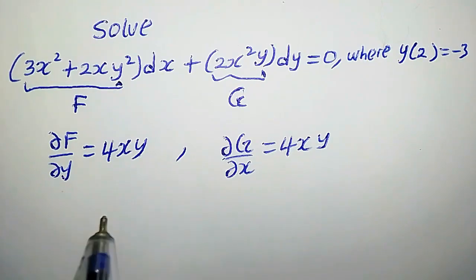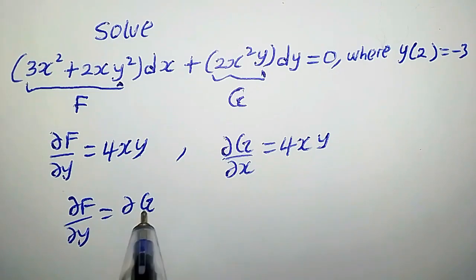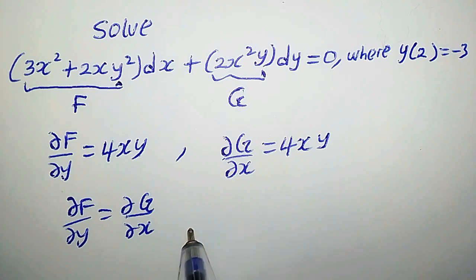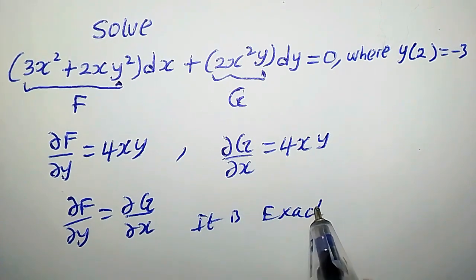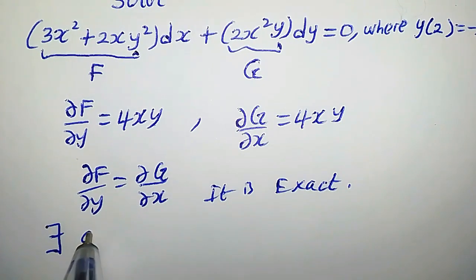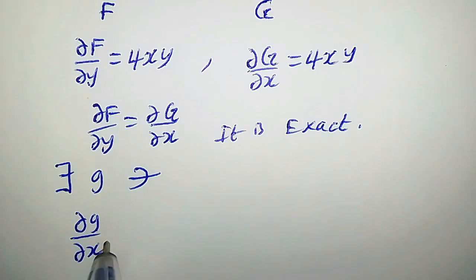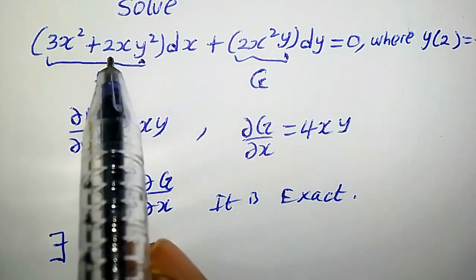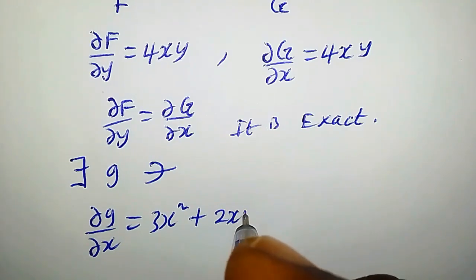You will observe that we have the same value for partial f, partial y, and partial g, partial x. This means that the equation is exact. It is exact. As a result of this, there exists a function g such that partial g partial x is equal to big F. What is big F? That is 3x squared plus 2xy squared.